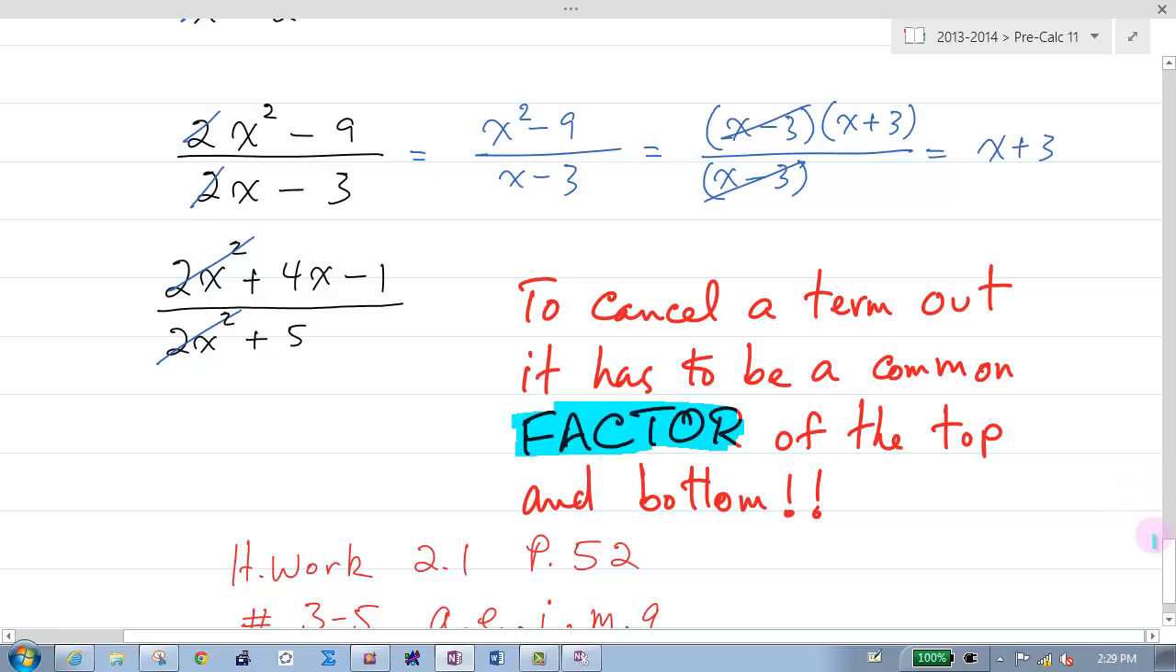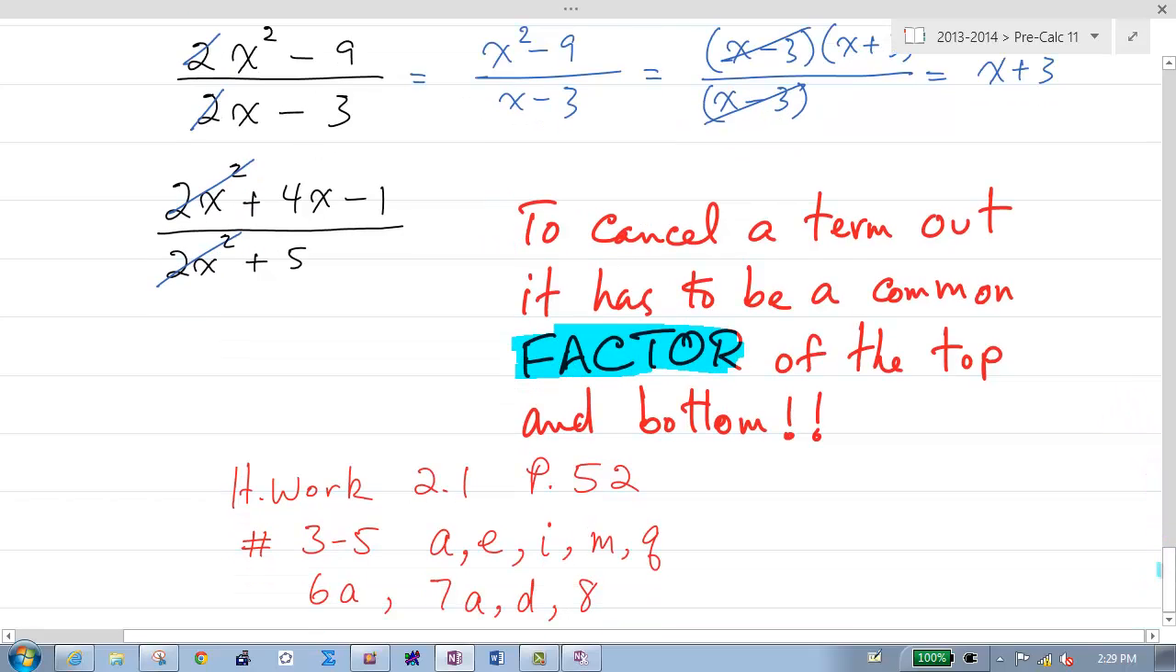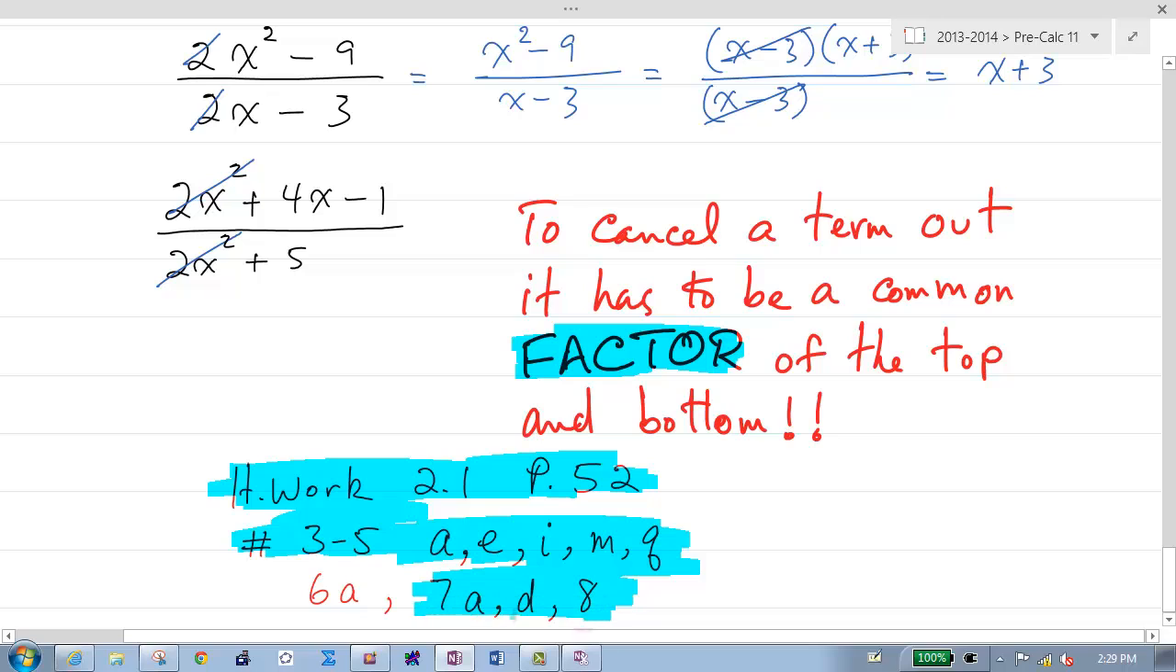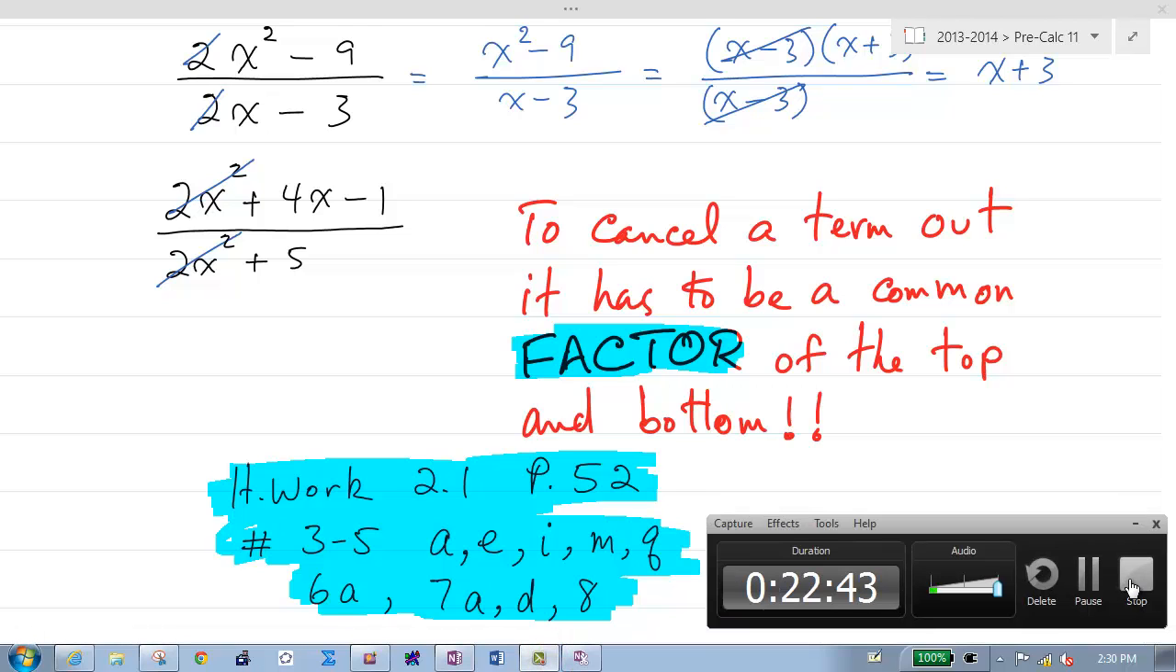Fair enough? There is some homework that you guys need to do, and the homework is on page 52, 2.1. Make sure that you are getting to the more conceptual, higher-level questions, because that's where the chickens are counted. Yeah? Well, Summer knows what I'm talking about.